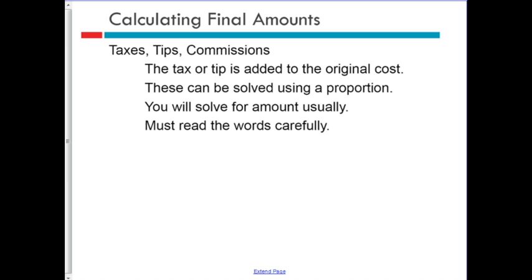Taxes, tips, and commissions. These are usually things that are added to the original cost, or the original bill, or the original amount of payment. They can be solved using a proportion. You usually solve for the amount, and you have to read the words carefully. We will do a couple at the end where you have to solve for the base. You're given the amount after it's in, but for now we're just solving for the amount.